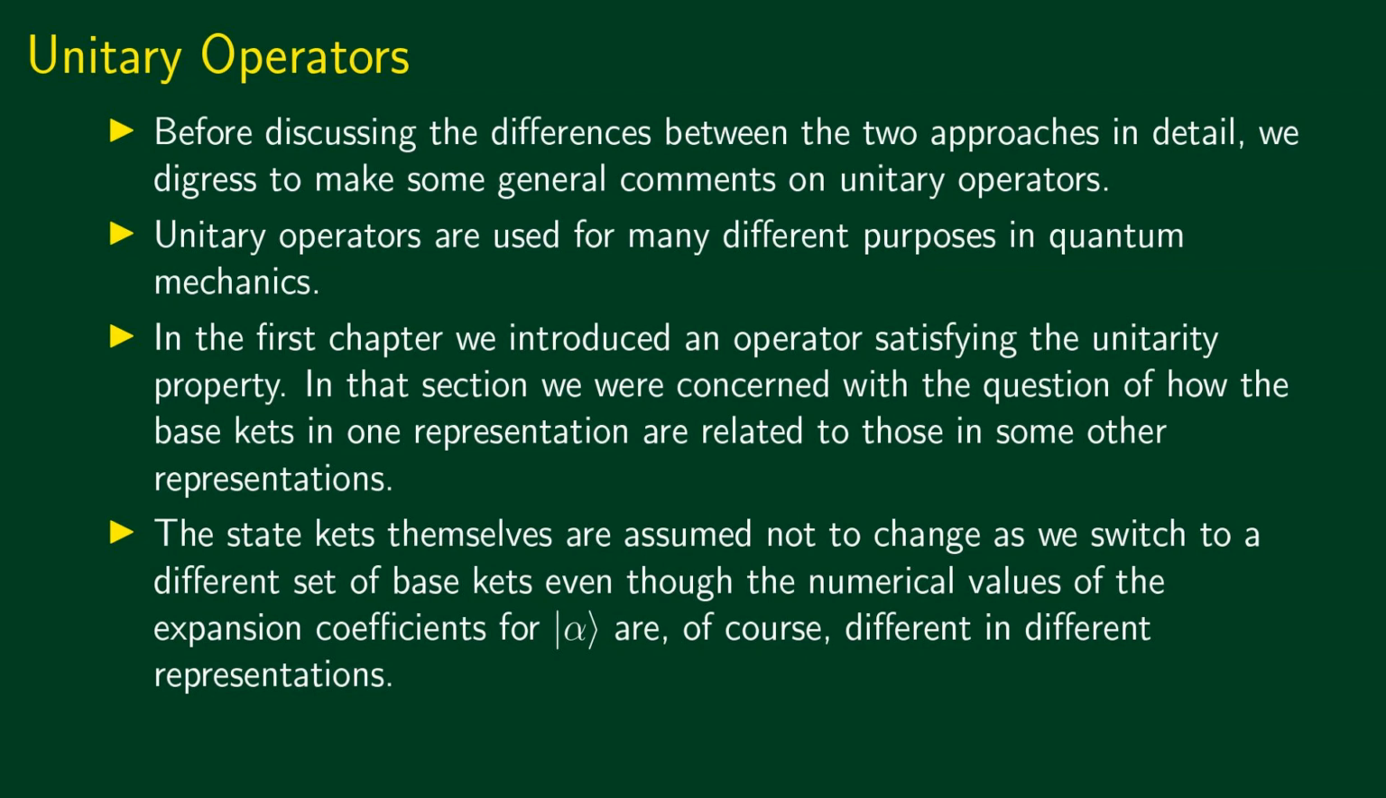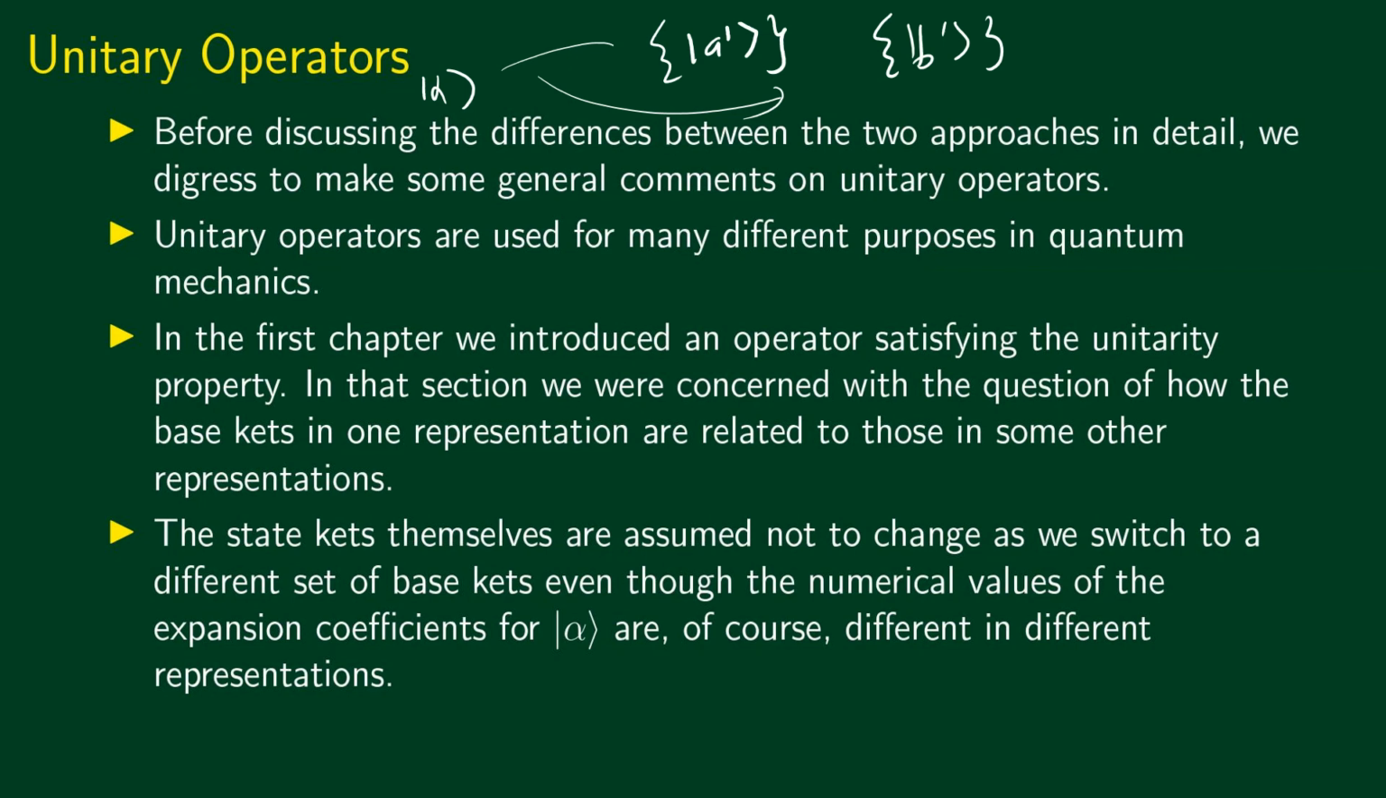We have already seen that unitary operators are used for different purposes in quantum mechanics. We have already used unitary operators in different contexts. For example, in the first chapter, we introduced the unitary operators in the context of a change of representation or relating different representations. Because we know that we can choose different bases when we talk about quantum mechanics. Specifically, we know that we can use the eigenkets of any Hermitian operator as the basis. And we can represent the states and the operators in different bases.